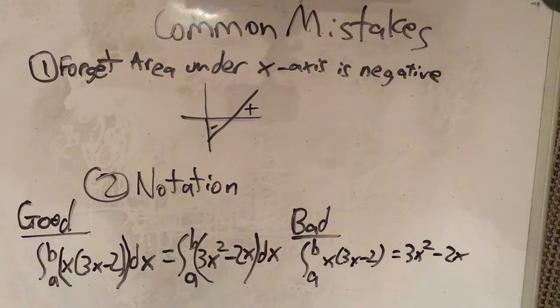Here are two of the most common mistakes that I see. The first is forgetting that the area under the x-axis is negative. People do this, it messes up their values. Don't let that be you. The second common mistake is notation. Good notation is where you include the dx at the end of the integral, and you keep the integral sign throughout the problem. Bad notation is where you leave out the dx and you drop the integral sign throughout the problem. That's going to mess up your values. You're going to lose points, lose track of what you're trying to solve in the problem, and that's just poor notation altogether, so don't do that.